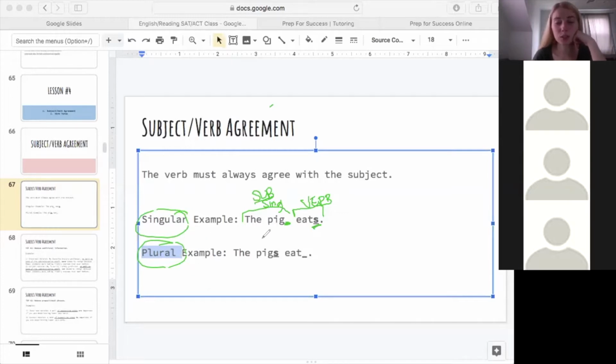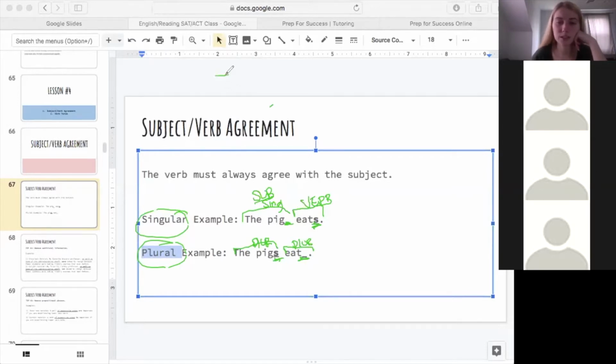Now for the plural, it's the same thing. We have the pigs, which is plural, and that has an S, and eat is also plural, but now it has no S. So notice the comparison there. We have an S, no S combination for both of these, and that's traditionally how you can recognize subject and verb agreement. Now there are going to be some exceptions.